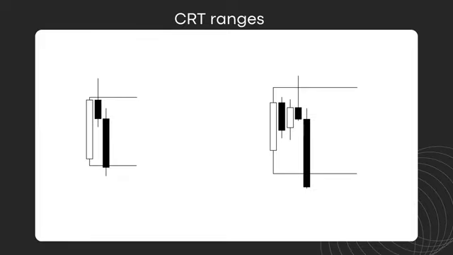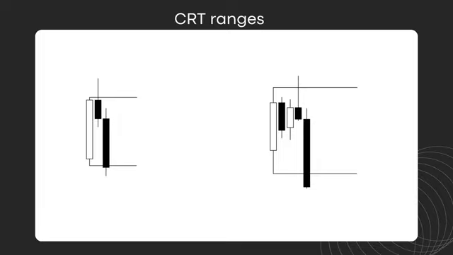And second we've got the inside bar CRT. These types of CRT are higher probability than the three candle CRT, but both of them work accurately, right? Now, one thing you need to always remember is that you must find all of these ranges in the direction of the higher time frame draw on liquidity, or simply you only trade them when they are formed in the higher time frame draw on liquidity's direction, right? This is a must for trading such ranges.